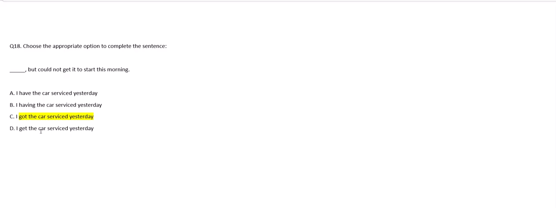And this is "I get the car serviced yesterday." Yesterday means past tense, which happened in the past. Get means present tense, hence it won't suit yesterday. Among all the options, the one that best fits is option C. Understood? I think it's clear. We'll go to the next question.